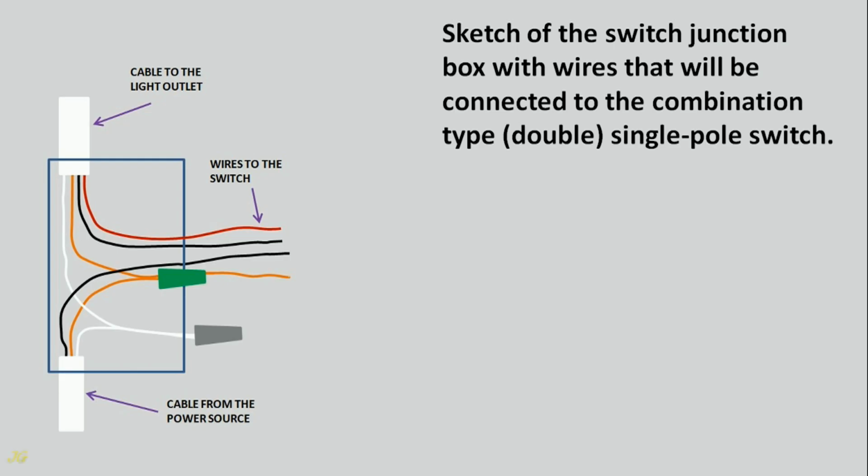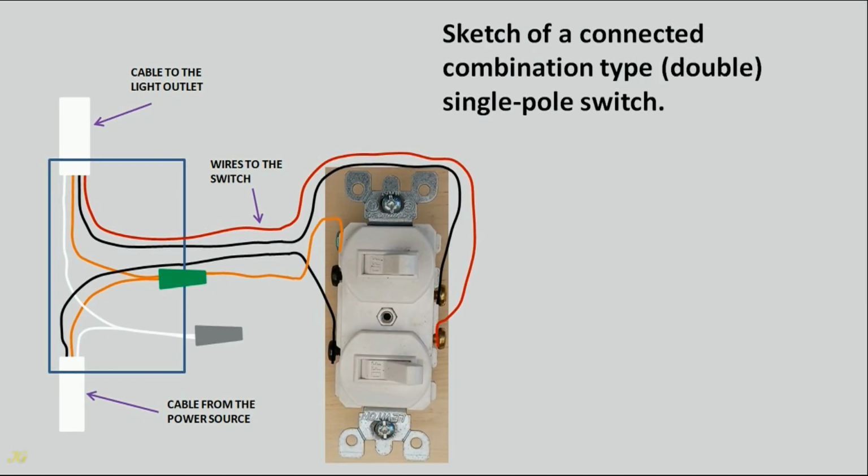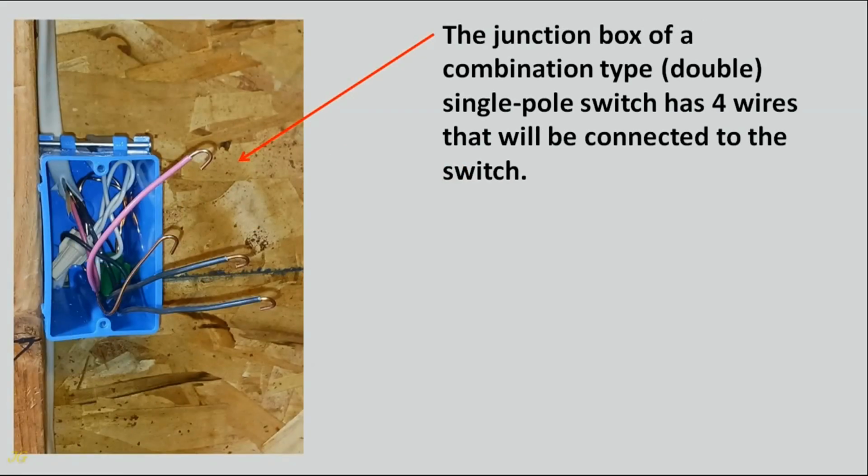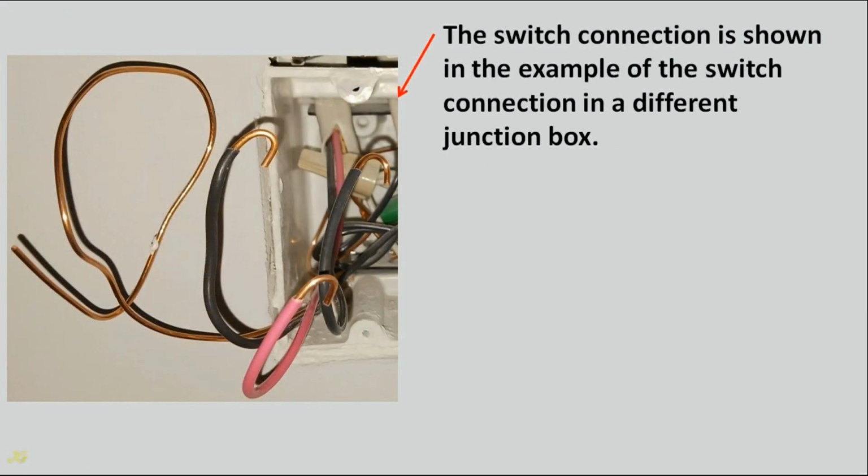Sketch of the switch junction box with wires that will be connected to the combination type, double, single pole switch. Sketch of a connected combination type, double, single pole switch. The junction box of a combination type, double, single pole switch has 4 wires that will be connected to the switch. The switch connection is shown in the example of the switch connection in a different junction box.